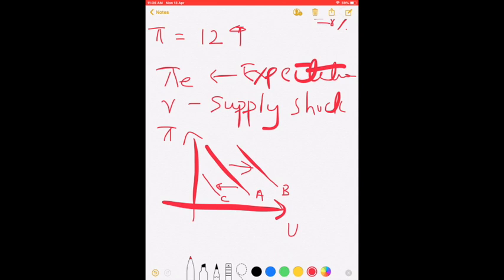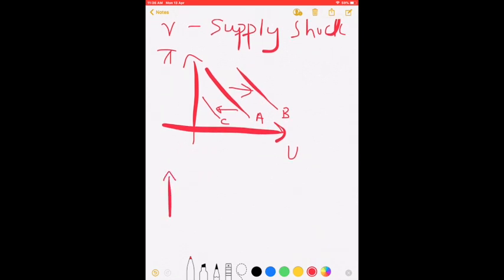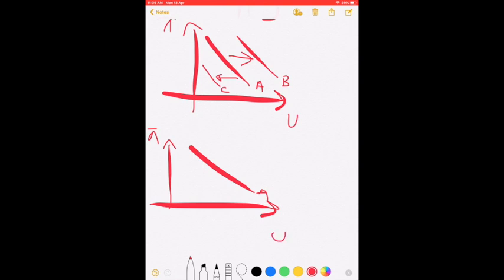Similarly, whenever there is a supply shock in the economy, which means your nu goes up, it causes your Phillips curve to shift. So basically what we're trying to say over here is that there are two factors that cause the Phillips curve to shift. The first one is expectation of inflation, and the second one is supply shocks.